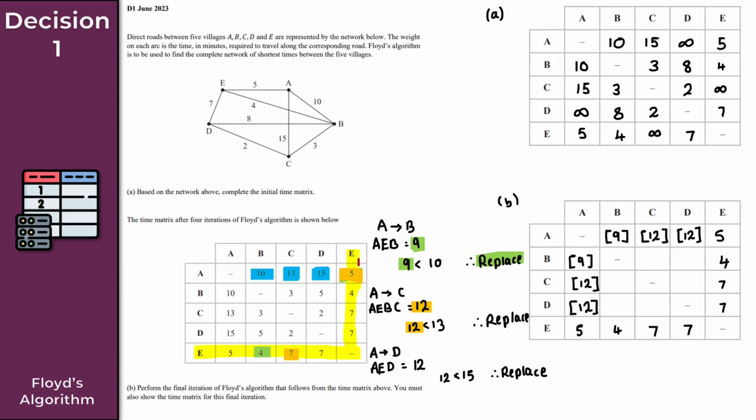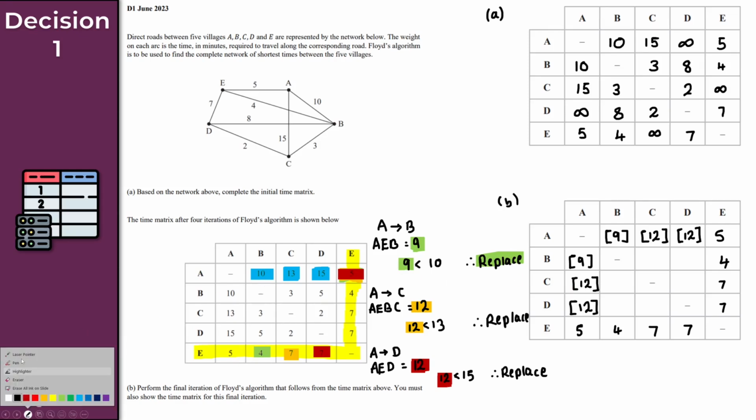So we go from A to E. So we go via E. And then we go from E to D, right? So 5 plus 7 is 12 again. We get the exact same value. If we don't, something's gone horribly wrong. And is 12 less than this value here? Well, clearly 12 is less than 15. So again, we replace it exactly as we've got here, right? Perfect. So that's how the matrix method works.